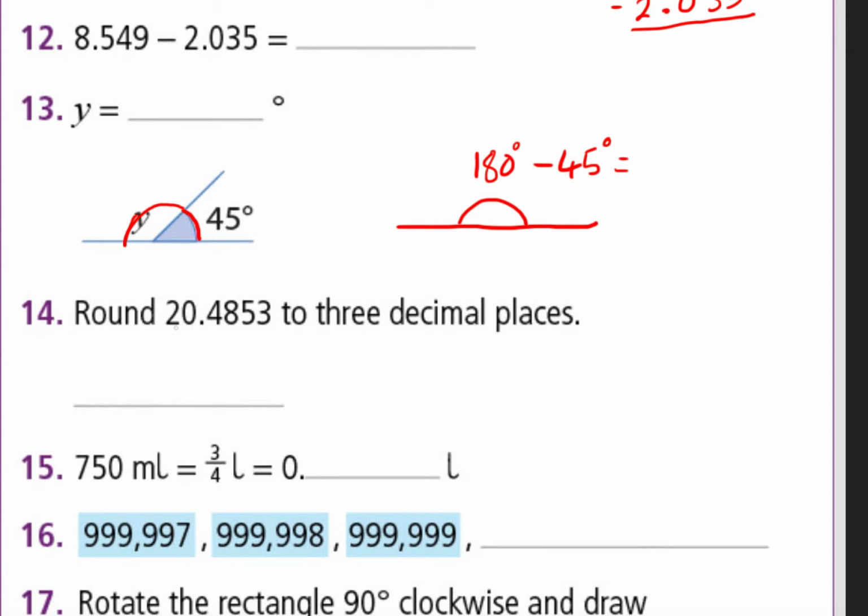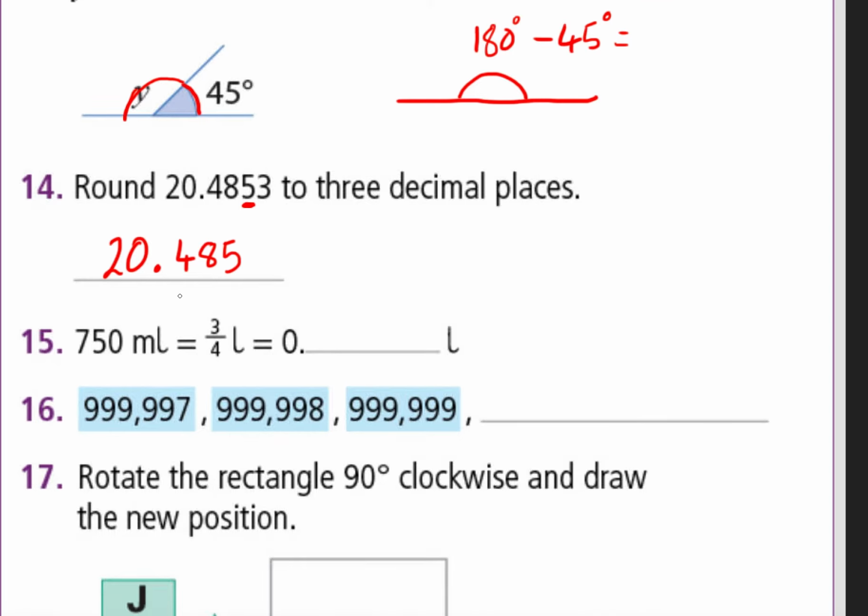Number 14, we're rounding 20.4853 to 3 decimal places. So it's going to be 20.48 and one more number after the decimal, and it'll either stay the same or it'll go up, and the number after it tells us whether it goes up or down. So 3 tells us that it's going to stay the same. It's just going to be 20.485.